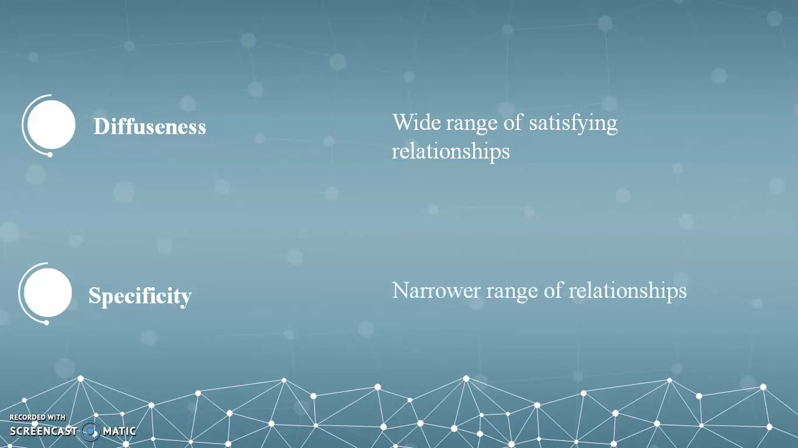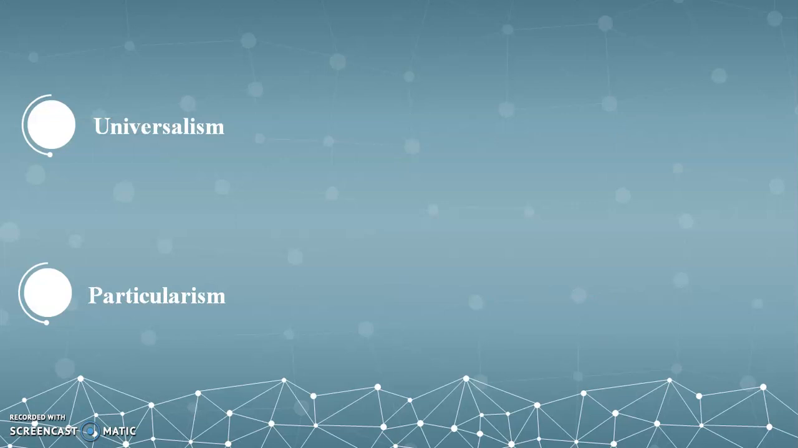For example, the relationship between doctor and patient or shopkeeper and customer. Those relationships are specified and have limited purpose. It's only a narrow kind of structured relationship. So based on the situation, the individual decides the type of relationship, whether to have a wide relationship or a narrow relationship. Next dichotomy is universalism and particularism.